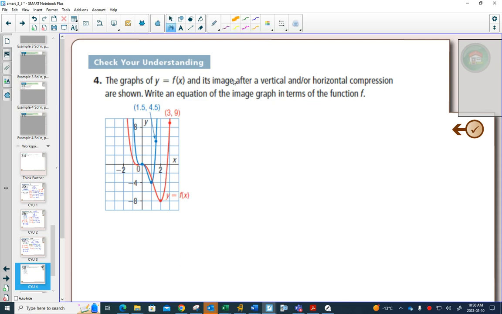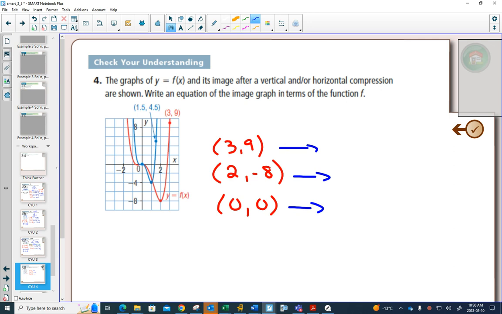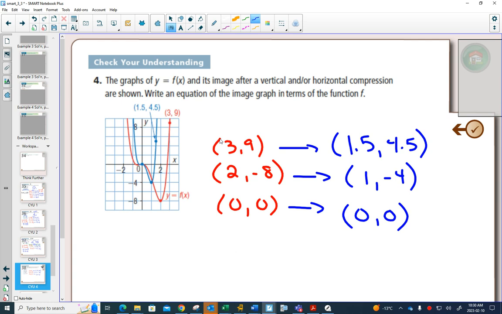In the previous questions, we would have written some original points down. So I have (3, 9). Looks like I have (2, -8), and (0, 0). Those are 3 points on my original graph. And you would have had arrows, and we found out that they go to (1.5, 4.5), and this one is at (1, -4), and this one's still at (0, 0). We would have got these answers last and then graphed it.